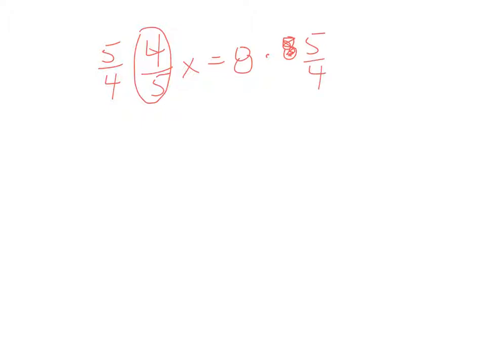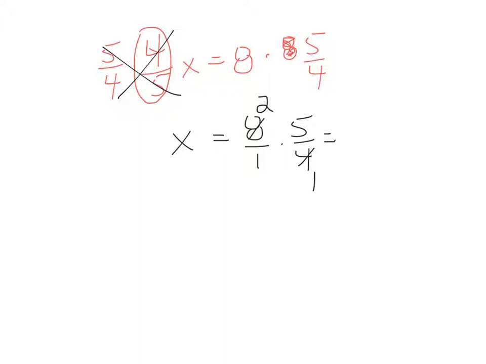If I multiply the left-hand side by 5/4, that cancels. I'm just left with the x. And then the other side, I still have that 8/1 times 5/4. Now, the first time I did it, I multiplied straight across. I do want to remind you that another way to do this is to do that canceling. 4 goes into 4 once, 4 goes into 8 2 times, and then I can multiply across. 2 times 5 gives me 10. 1 times 1 gives me 1. I still get an answer of 10, and you can solve the problem that way as well.